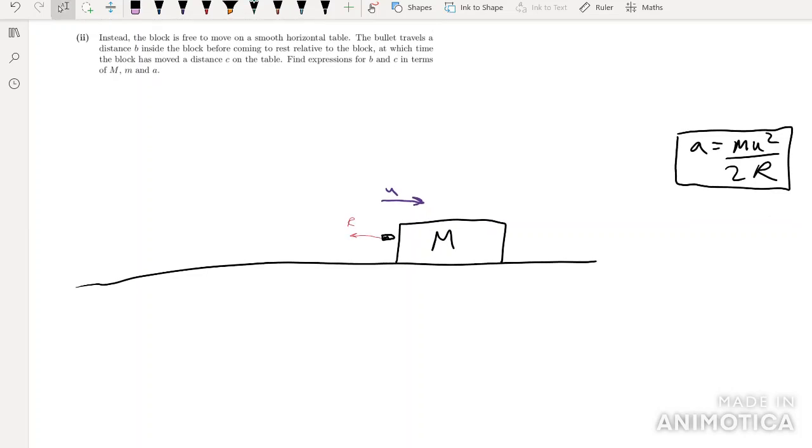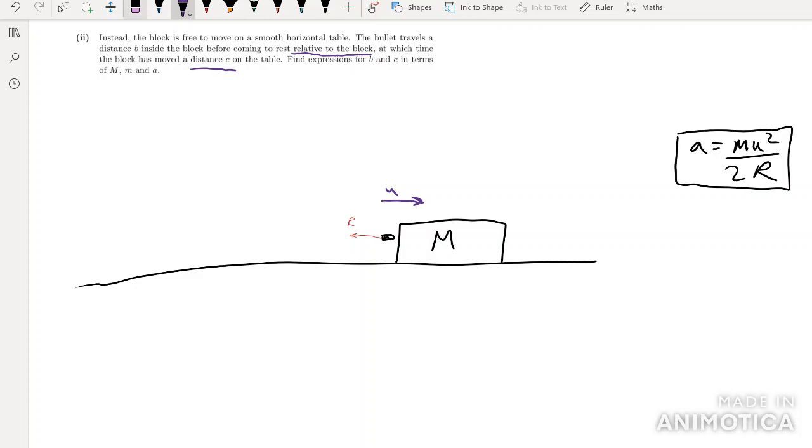It looks deceptively simple. Instead, the block is free to move on a smooth horizontal table. The bullet travels a distance B inside the block before coming to rest relative to the block, at which time the block has moved a distance C on the table. Find expressions for B in terms of M, big M, and A, and C in terms of M, big M, and A.